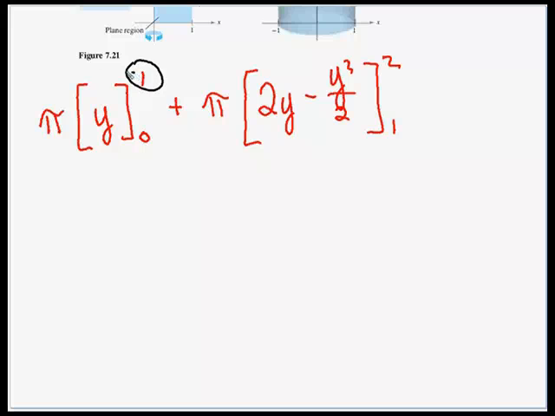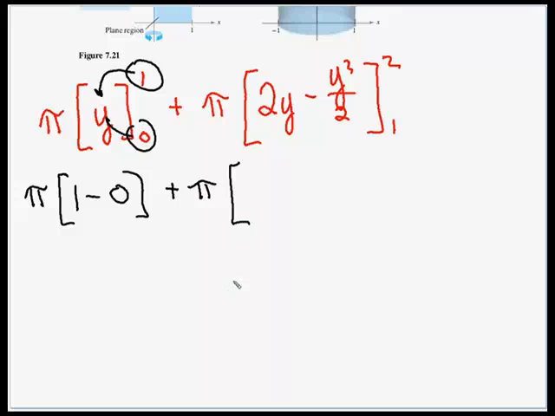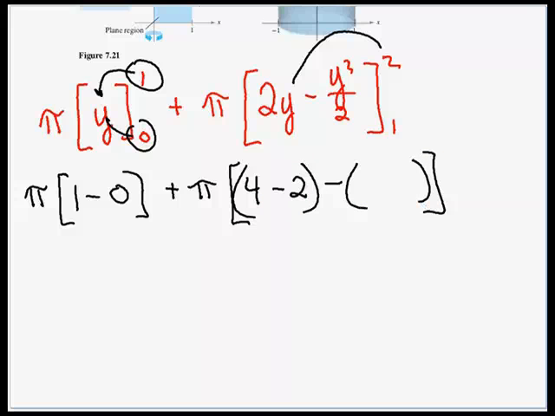So plug in the upper limit. We're going to have pi. Upper limit goes in, we get a 1, minus lower limit goes in, we get a 0. 1 minus 0 times pi. Plus, upper limit goes in, 2 times 2 is 4, minus 2 squared is 4, divided by 2 is 2. So there's our upper limit. And now we're going to minus our lower limit evaluated. So we plug the 1 in. 2 times 1 is 2. 1 goes in for this y, and 1 squared over 2 is 1/2, minus a half.